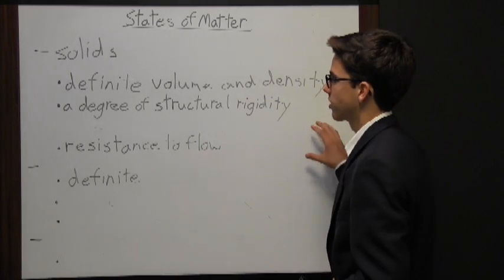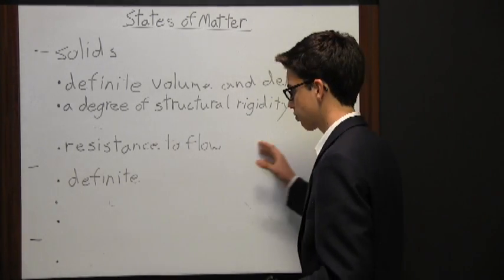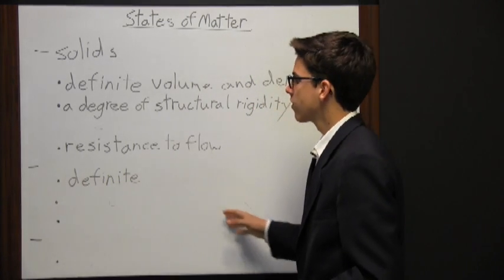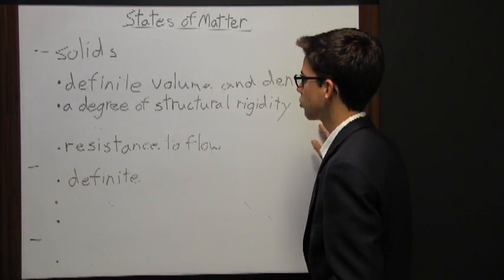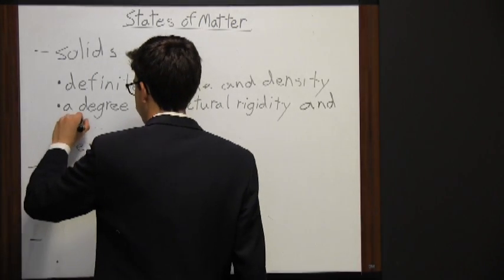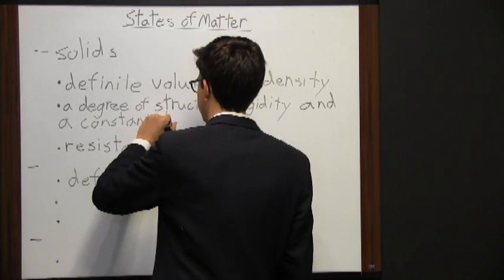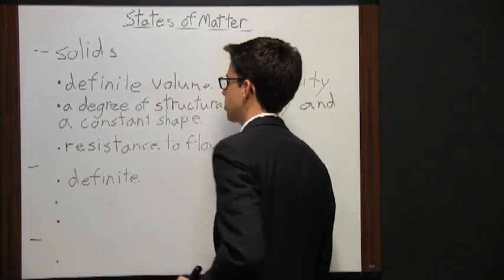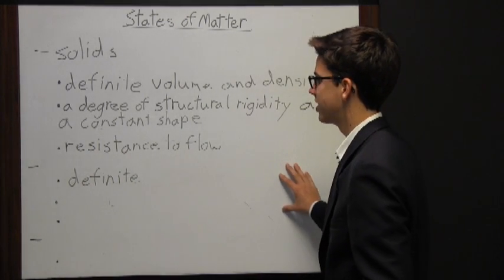So like this whiteboard, for example, is a solid. So the volume of this whiteboard isn't changing, and the density of this whiteboard isn't changing. And then the second point of a solid is it has a degree of structural rigidity and a constant shape. So notice that this whiteboard has structural rigidity and a constant shape, so the shape isn't changing.